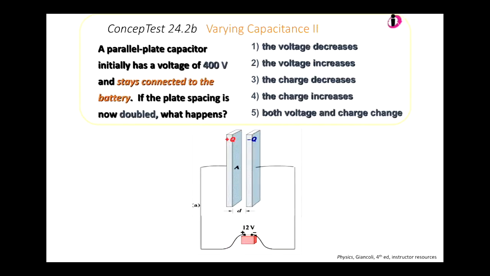You'll notice an error. It says a voltage of 400 volts, and then down here it says 12 for some reason. I don't know what's going on with that. Let's just get rid of this. It's staying connected to the battery, which means 400 volts is going to stay constant, okay? If I double the plate spacing, what happens?